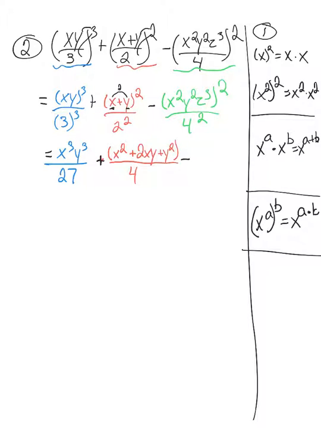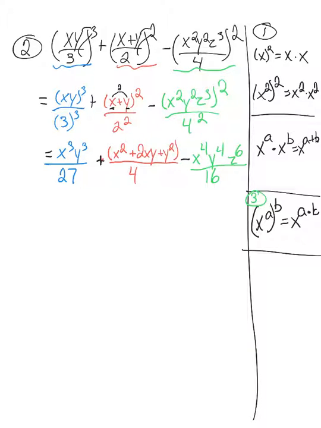And now we get to use our third rule down here in order to make sense of what's going on in the numerator of the green one. So x squared squared would be x to the 2 times 2, or 4. y squared squared would be y to the 4th. And z cubed squared would be z to the 3 times 2, which would be z to the 6, all over 16.